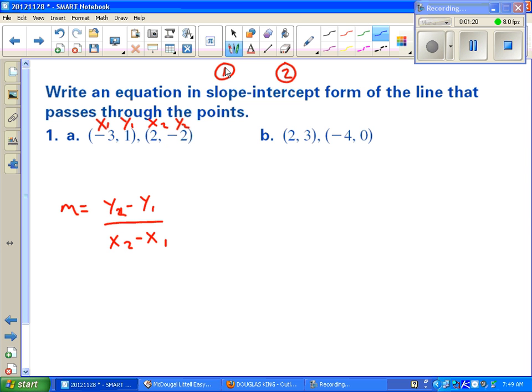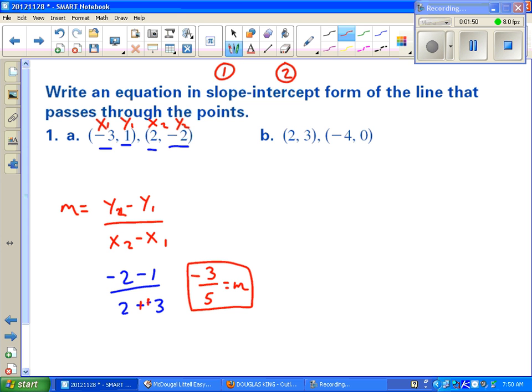Y sub 2, as we have it written, is negative 2, minus, since it's talking about the change, y sub 1 is 1, over x sub 2, as we have it written, is 2, minus x sub 1 is a negative 3. That's where people kind of mess up, anytime you have a minus and a negative. Negative 2 minus 1 is going to be a negative 3, and 2 minus a negative means plus 3, which is 5. So your slope is negative 3 over 5. That's one part of what we need. That's the slope, so we have an m value. M equals negative 3 over 5.